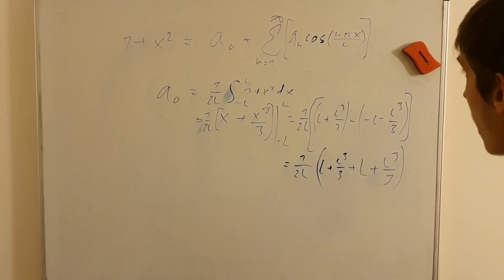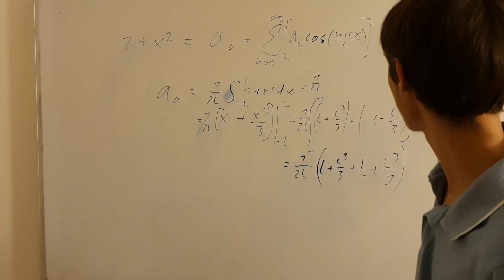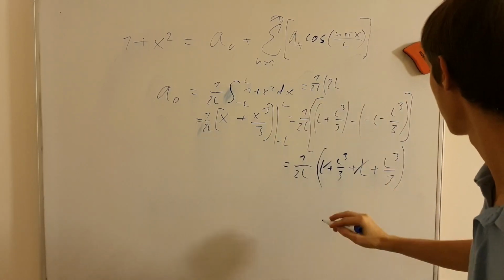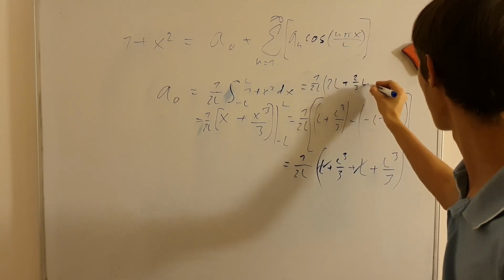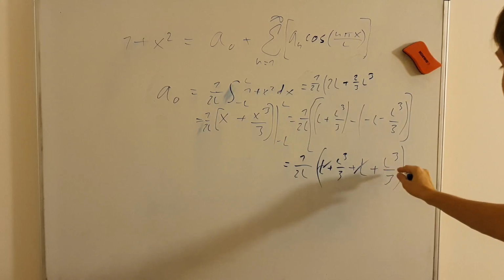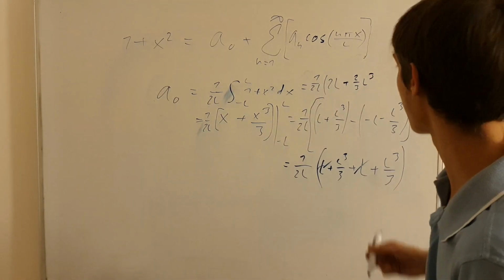And so the result for this, I'll just write it right here. It will be 1 over 12, I might modify it later, times 2L as these parts, plus 2/3 L to the third, I guess. So it's 2 times L to the third over 3. Alright, 2/3 L to the third. Alright, so that is for A sub 0.